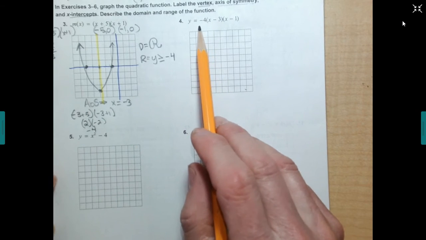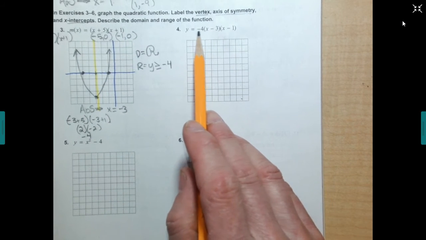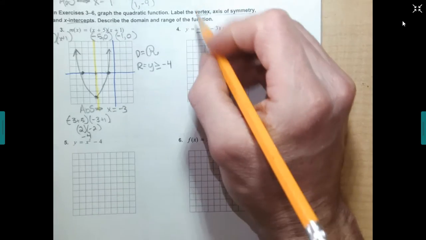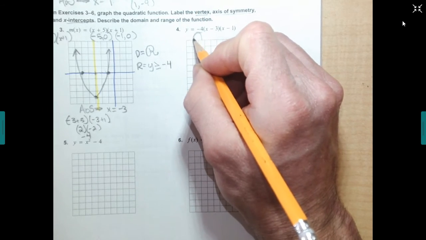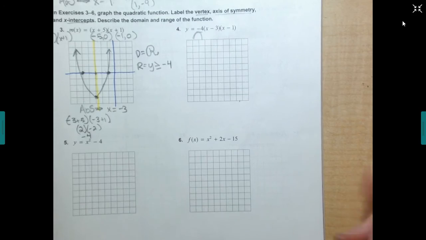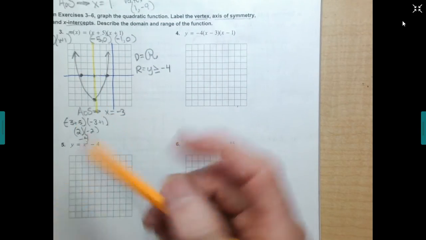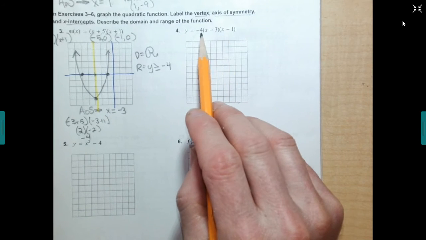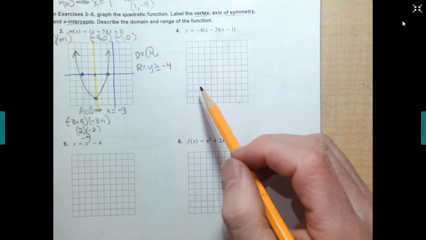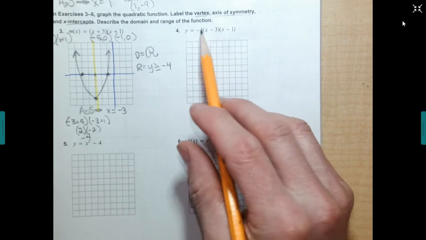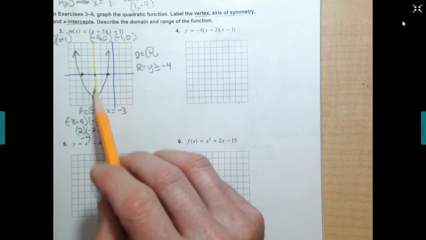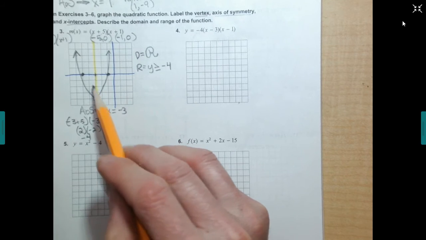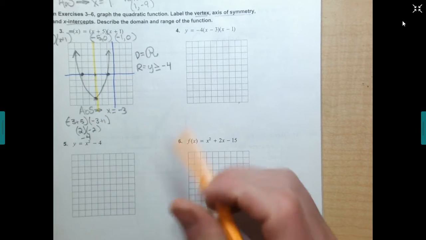Now this, for number 4, don't forget, a negative, what does that mean? Ooh, a negative, that means it's a frowny face. So don't forget, negatives, frowny faces, positives, smiley faces. And you'll be able to find out because your vertex will be above your x-intercepts for a frowny face, and your vertex will be below your x-intercepts on a happy face.